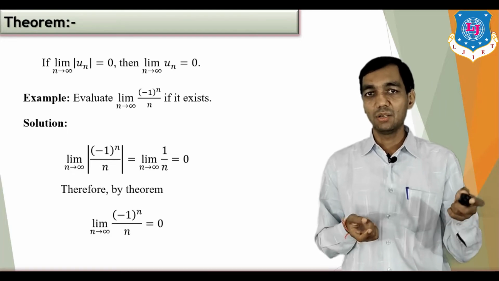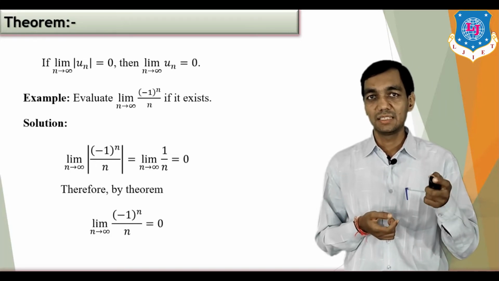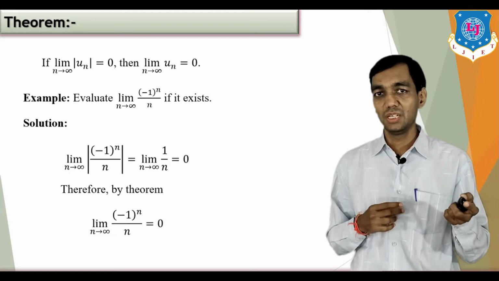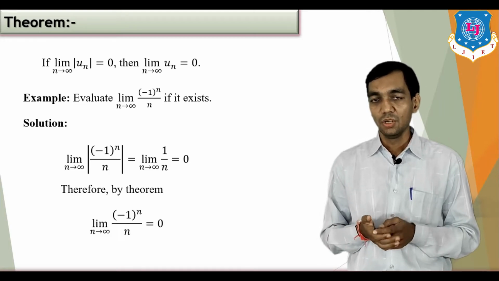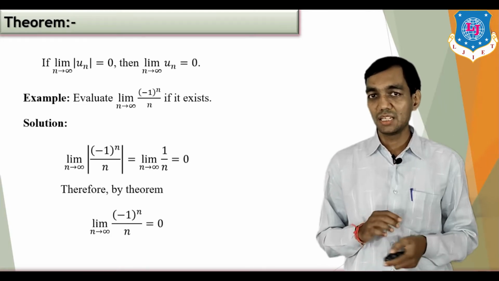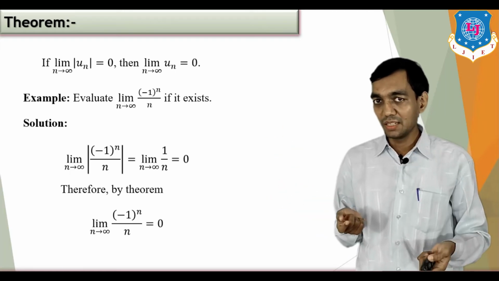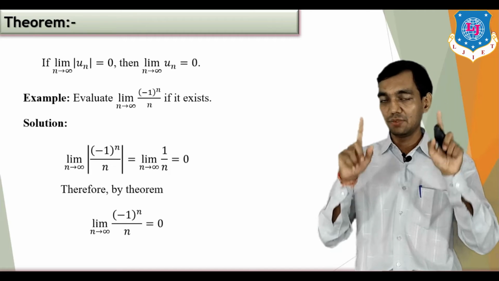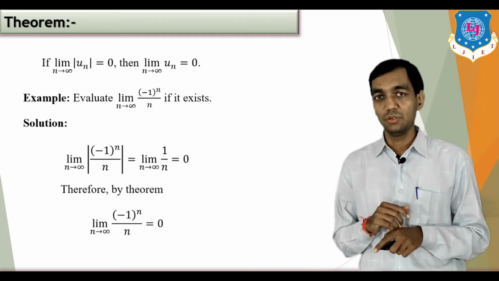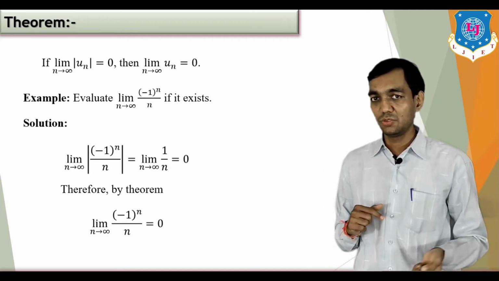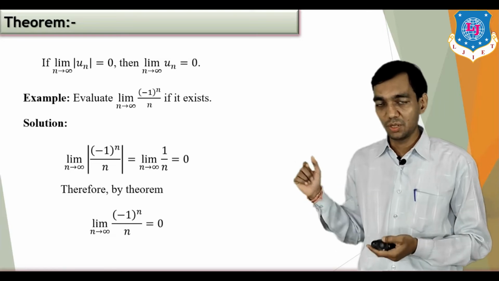So we are going to check out one example: find the limit, if it exists, of limit n tends to infinity of (-1)^n upon n. Here u_n is (-1)^n upon n, and we are going to apply the limit n tends to infinity. Before that, we are going to take a mod. So limit n tends to infinity of mod of (-1)^n upon n.